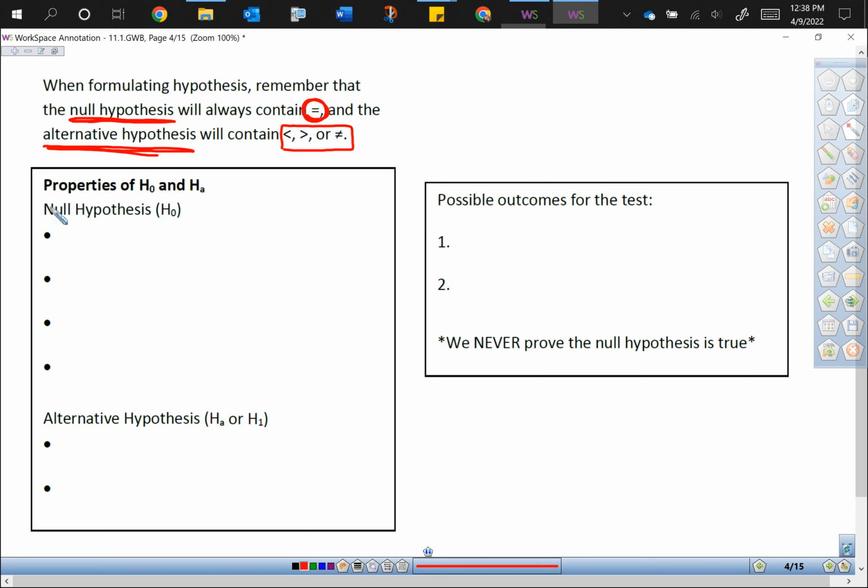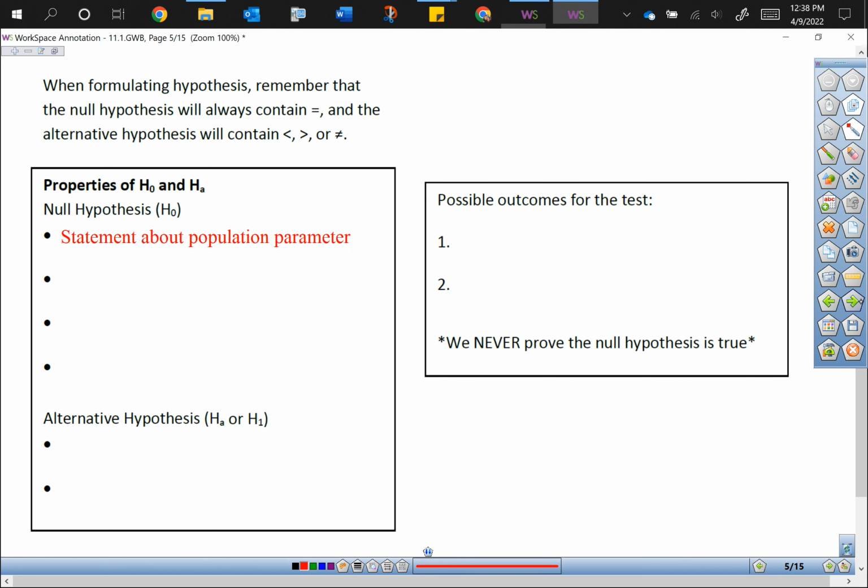First of all, a null hypothesis is written like this. It's an H sub 0. When you see that, that is a null hypothesis. An alternative hypothesis is H sub A or H sub 1. Typically it's H sub A though. So let's talk about some properties of a null hypothesis. First of all, a null hypothesis is a statement about a population parameter. So that could be like mu or sigma squared. This is a statement about a population parameter. We're making an assumption. We're making a hypothesis about something with the population.